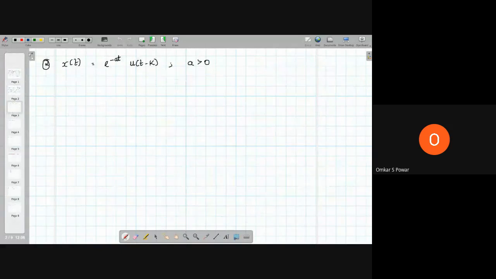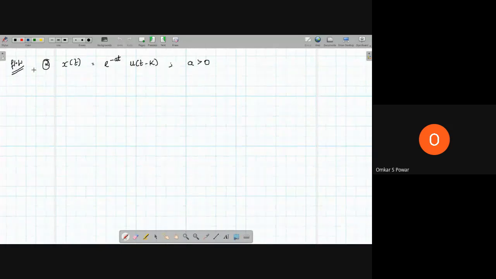Okay. So similarly, I always give a homework problem for you. Today's homework problem for you is x of t is equal to e power minus at u of (t minus k), for a greater than 0. So let me simplify this one for you. What will be the mathematical expression? E power minus at for t greater than k.